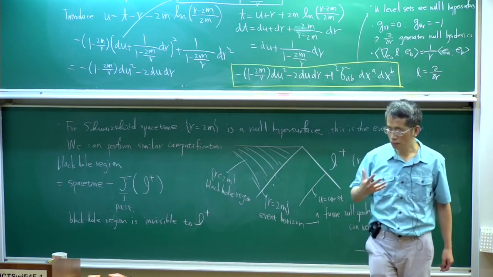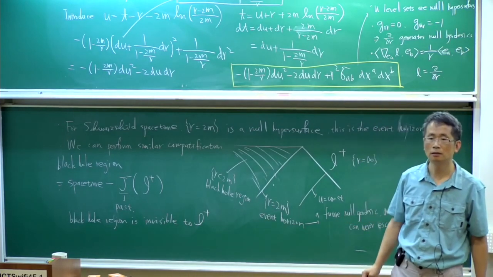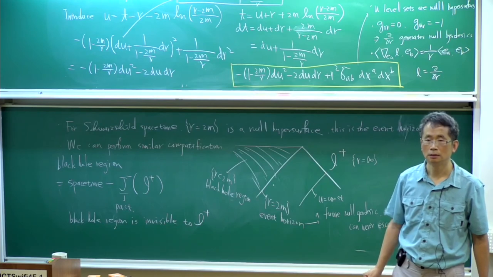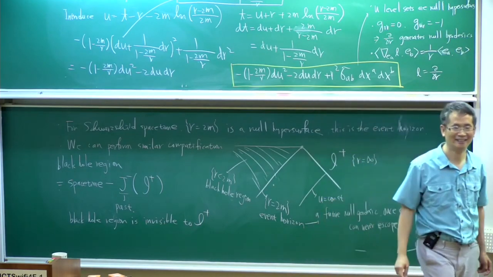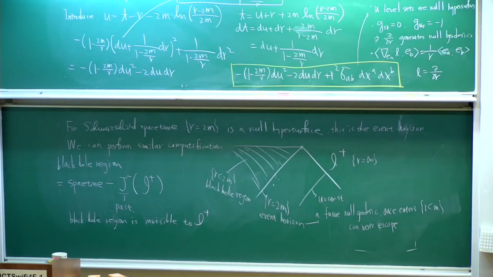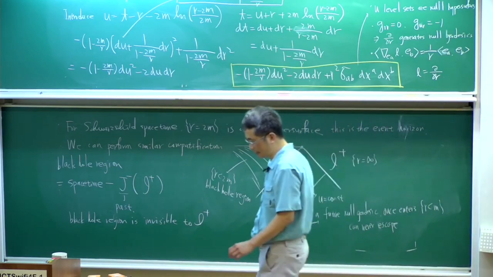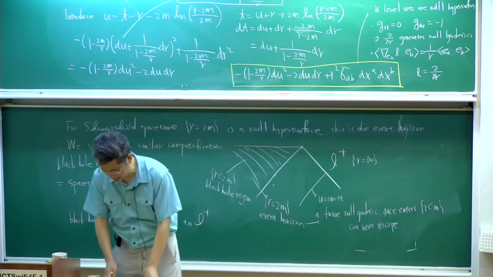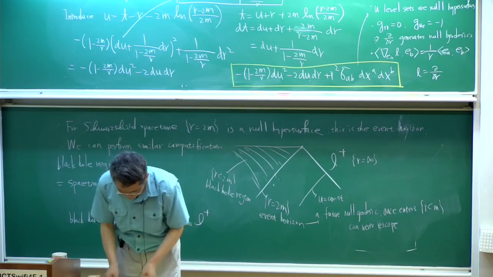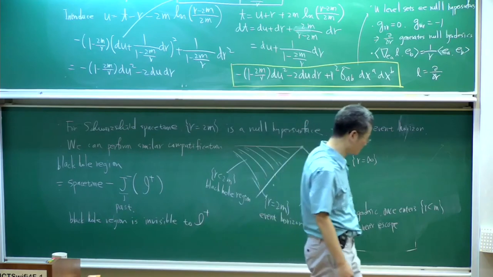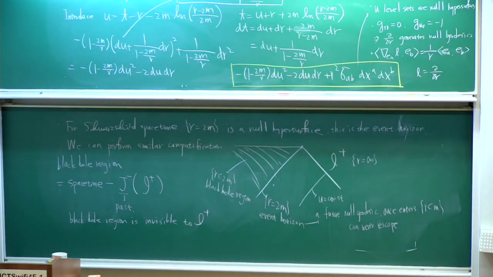Okay? So in a way, as I said, our object of study is an asymptotically flat space-time that satisfies the vacuum equation. And when we're interested in radiation, we're interested in the structure of I plus, the future null infinity.